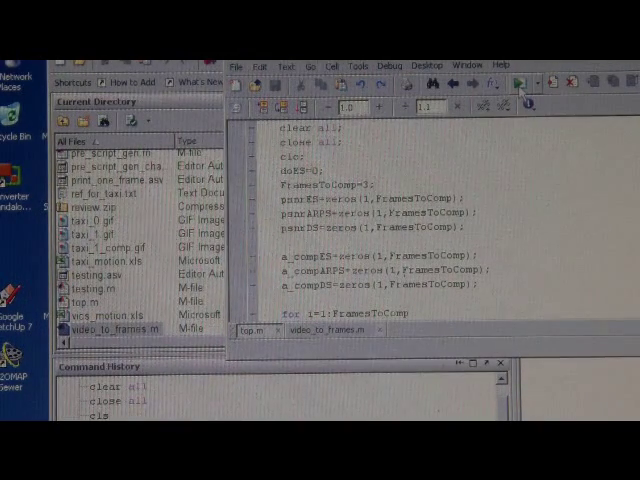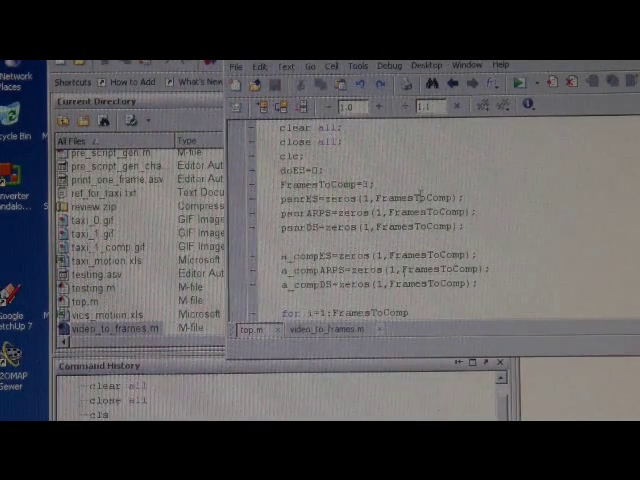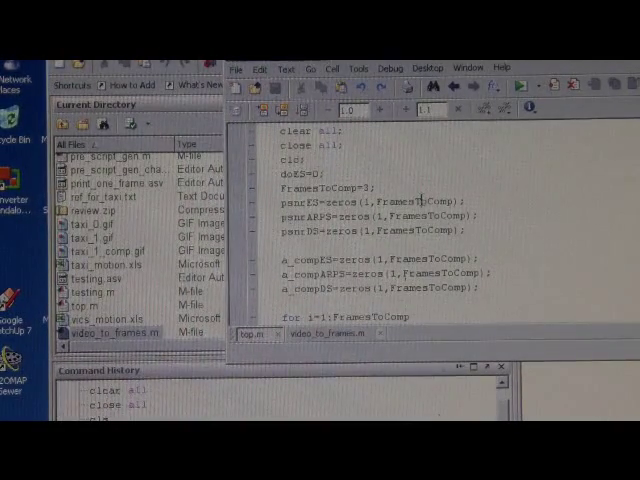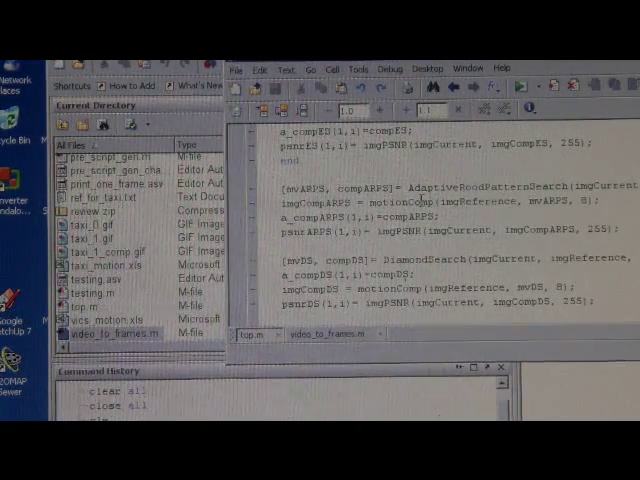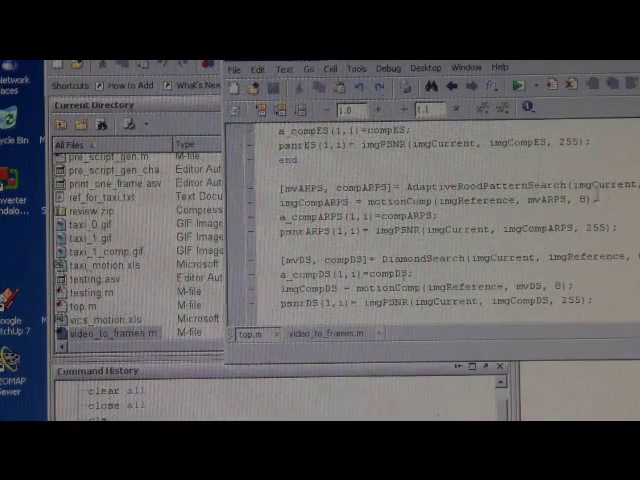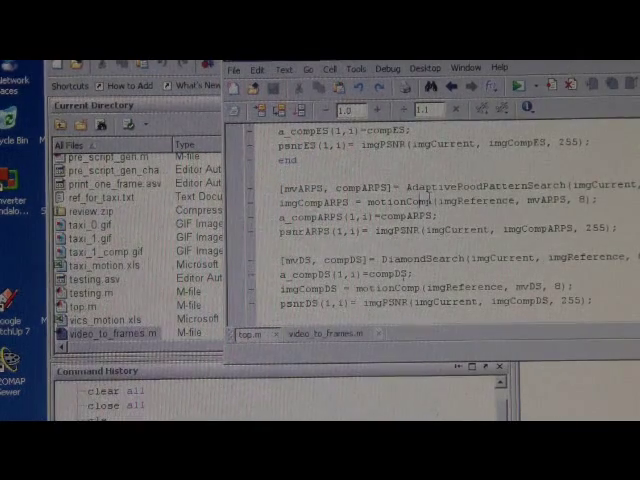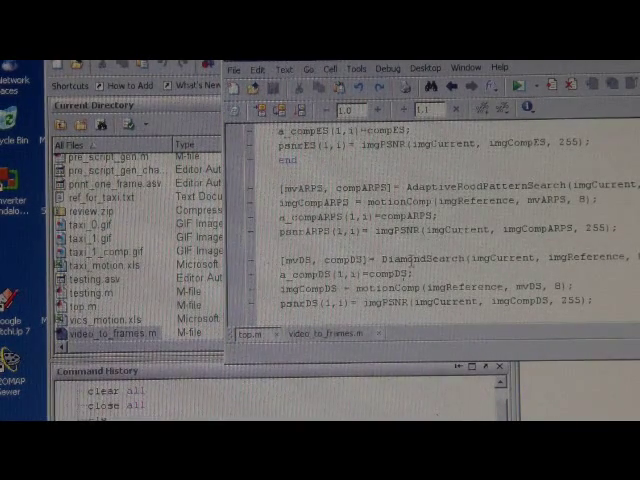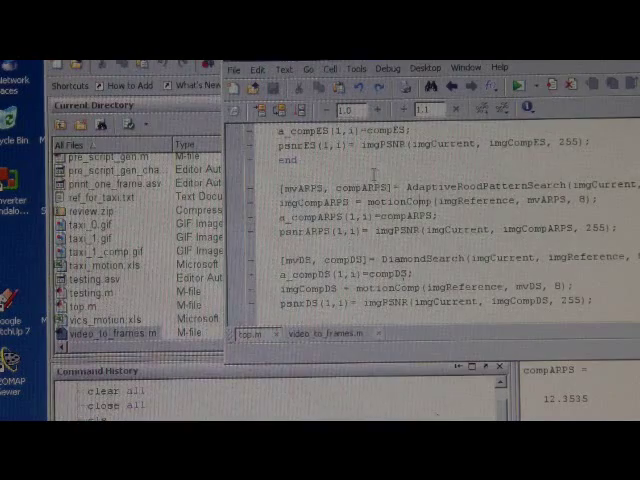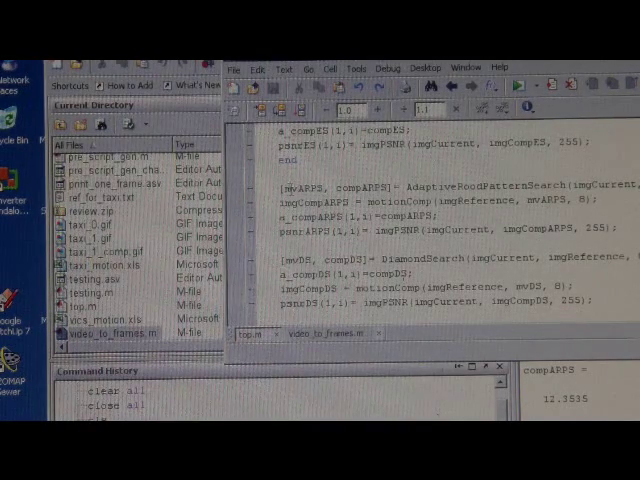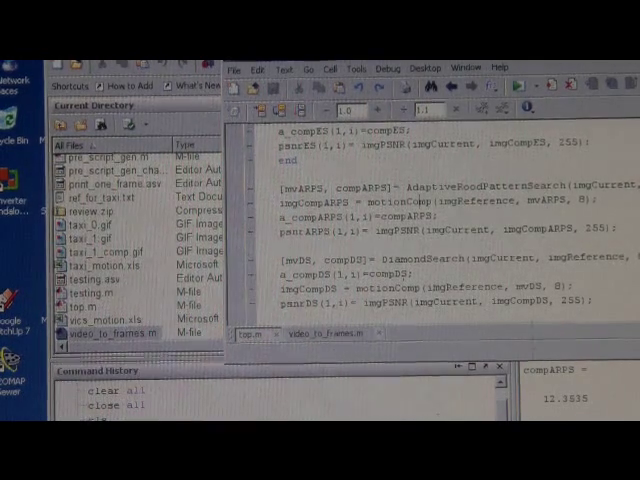Now I am going to run a simulation that does a comparison between adaptive root pattern search and diamond search. In this top file, I am passing the current frame as well as the reference frame as input to both, that is, adaptive root pattern search and diamond search. As an output of these two functions, I am getting the motion vector of each macro block as well as the average computational cost.